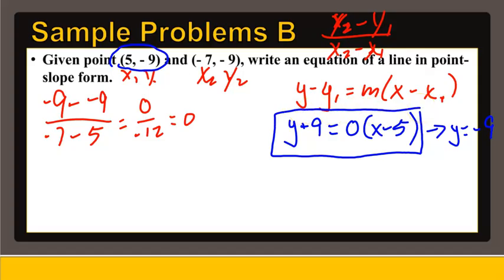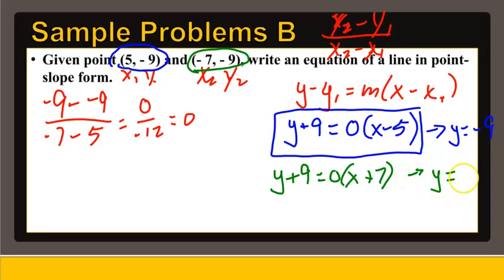Now if we were using the other point, this one here, we would have y minus a negative 9, which really means I'm adding 9, equaling 0 times x plus 7. Because if I'm subtracting a negative 7, I'm adding 7. And again, this one, if I were to simplify it further, it would still equal y equals negative 9. But in point slope form, you would have y plus 9 equals 0 times x plus 7.